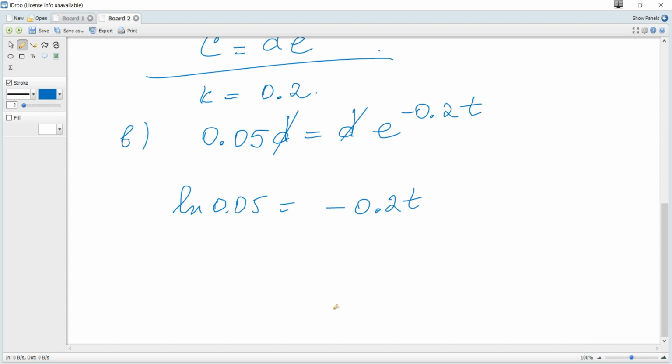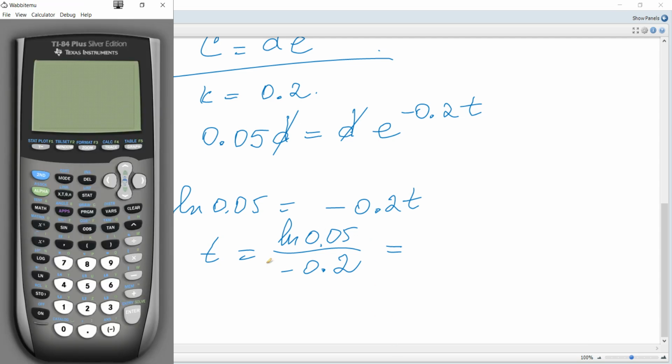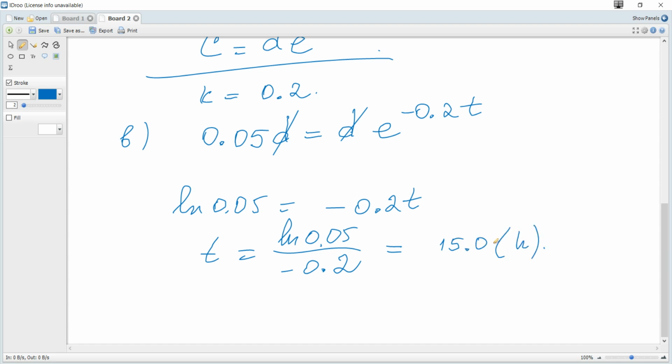I just use that ln of a to the power of b is just b ln a. In general, it may be log to any base. And then t is ln of 0.05 divided by negative 0.2. ln is negative, so the minuses cancel. And ln of 0.05 is this, divided by 0.2, it becomes 15.0 to 3 significant figures, in hours.